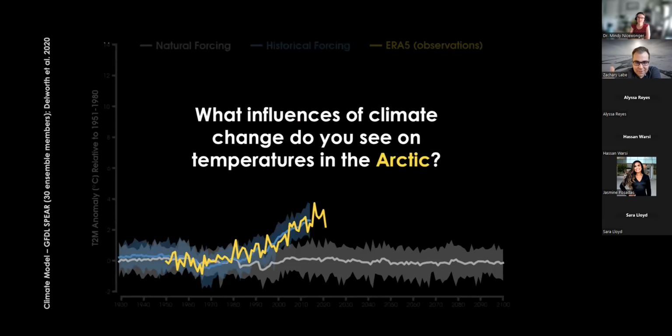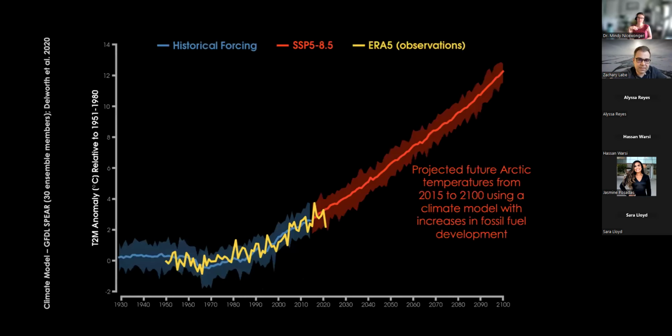Okay, so as I've already said, you can compare the blue and the gray lines. We can see that the blue line, which has things like carbon dioxide, matches the yellow. And you can see that they sort of diverge around 1990, meaning that human-caused climate change really started to take a big role in Arctic climate around 1990 or so. And it's only accelerated since then.